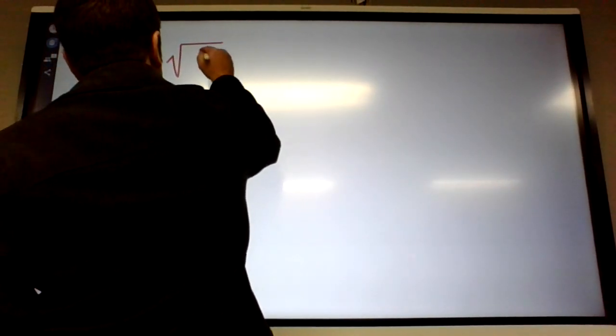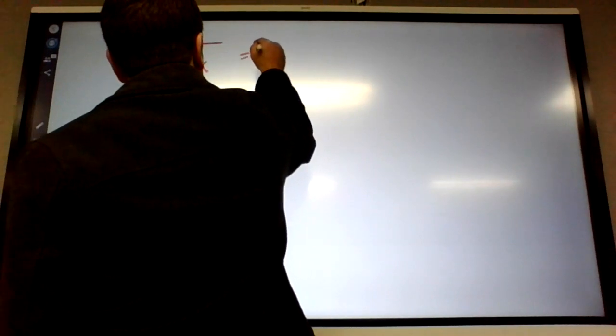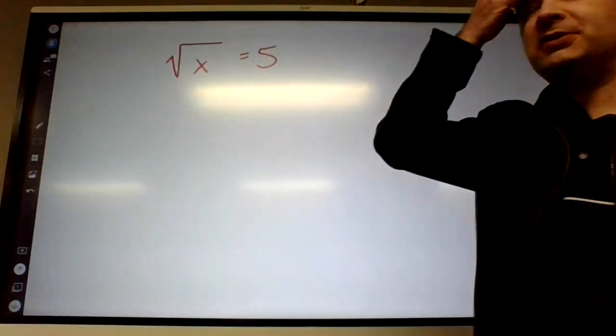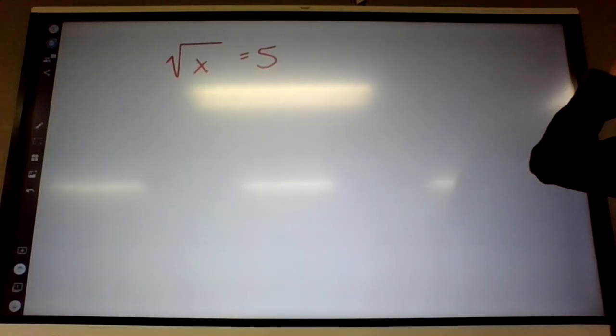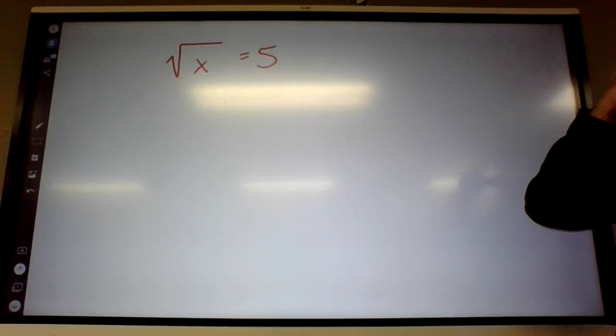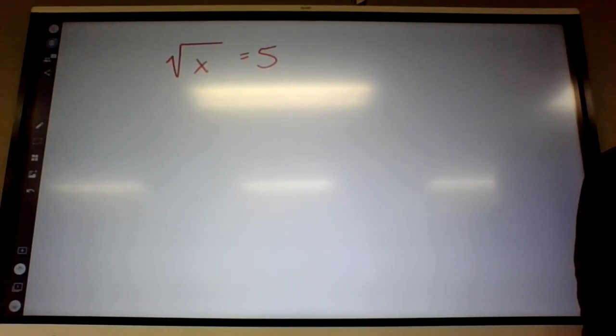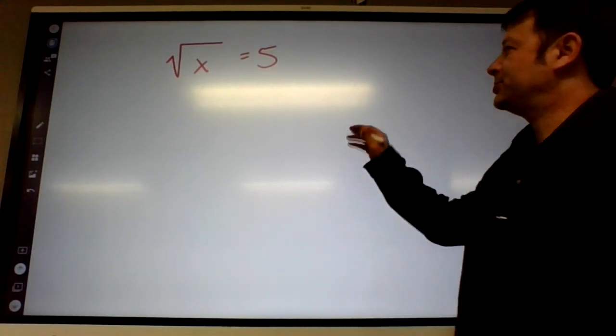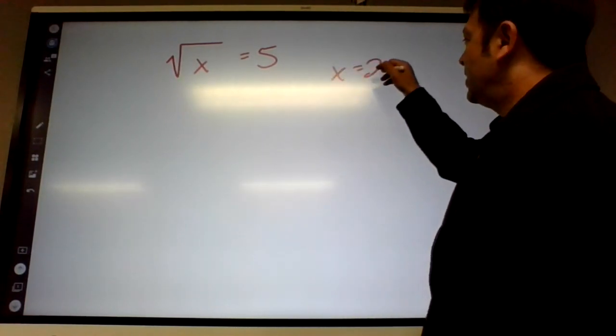So, here's what we're doing today. Square root equations. The square root of what would equal 5? 25. Yeah, this would just be x equals 25.